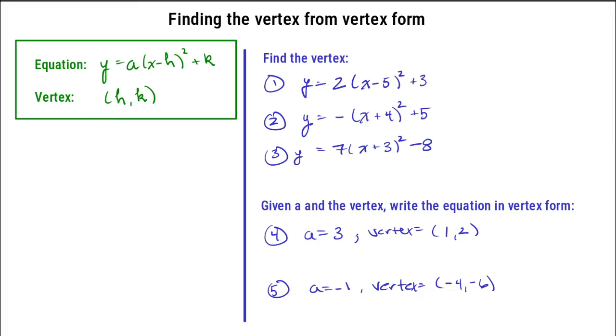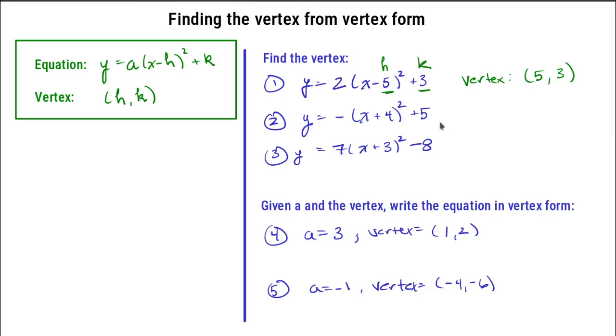So let's practice taking some vertex form equations and identifying their corresponding vertex. So y equals 2 times x minus 5 squared plus 3. So the two coordinates, we got the 5 is our h, the 3 is our k. And we flip the minus sign to a plus sign when we're writing the vertex. So the vertex is 5, positive 5, comma, positive 3. Just like that. The a doesn't play any role. It's just the 5 and the 3 here.